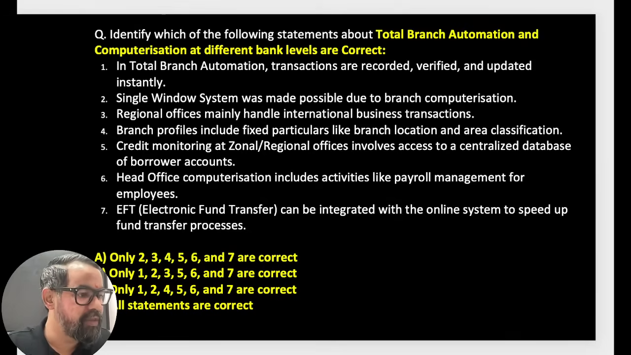The screen is visible, right? Everyone, the screen is visible. Options are clearly visible.